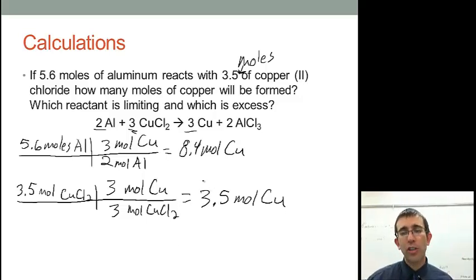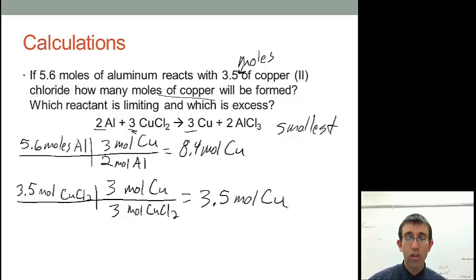Alright, we have two answers here, and only one of them is correct. So when you do limiting and excess reactants and you're calculating, here's how you figure it out. Put both of your givens in and do two flow charts. Alright, they both went to copper because that's what it's asking. How many moles of copper? The one that is limiting, the one that's the real amount of copper, is the smallest number that we got here. Okay, so to figure out which of these answers is the correct one, it's the smallest one.